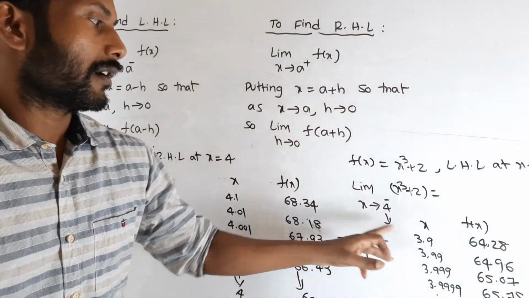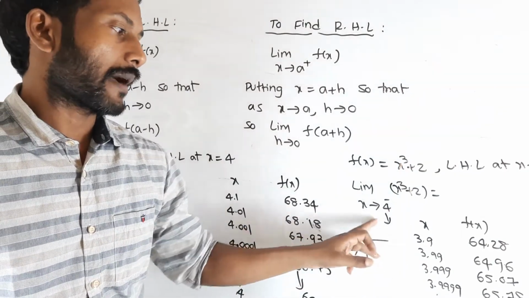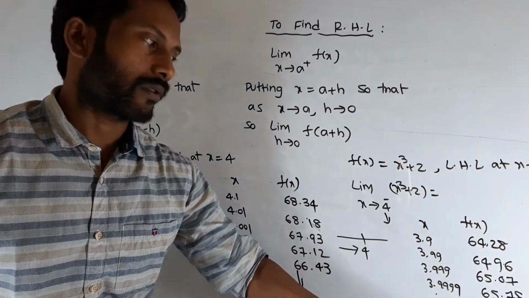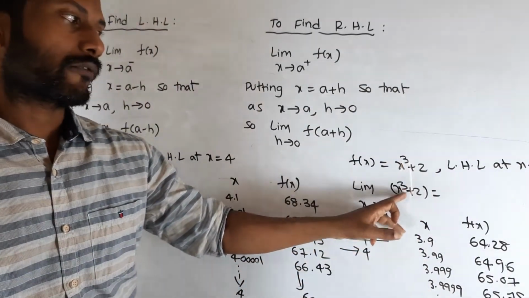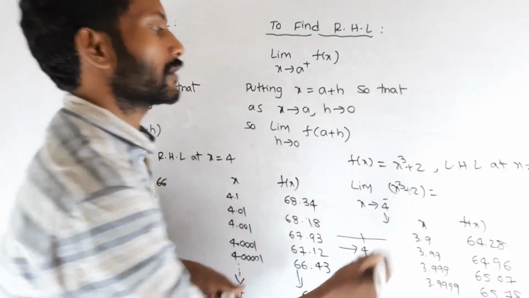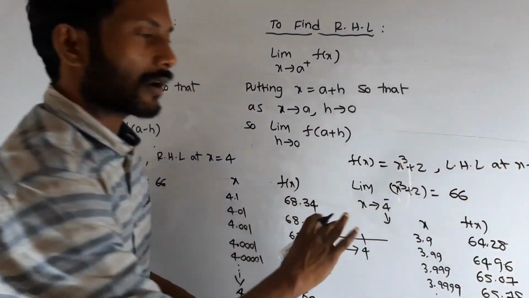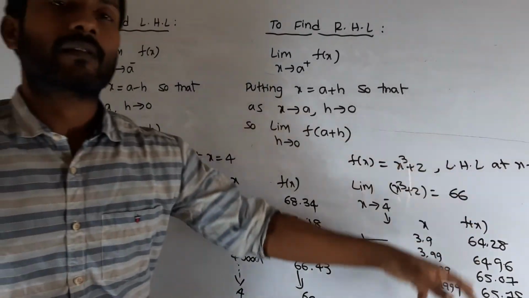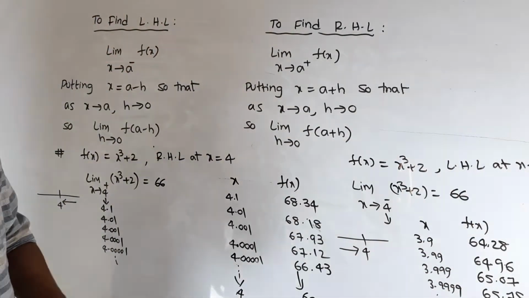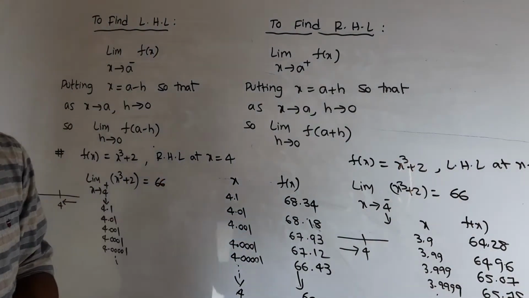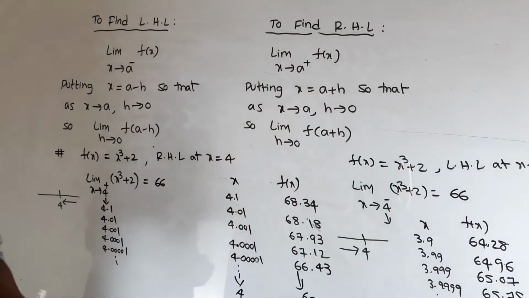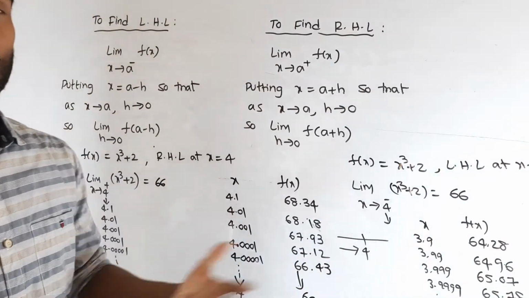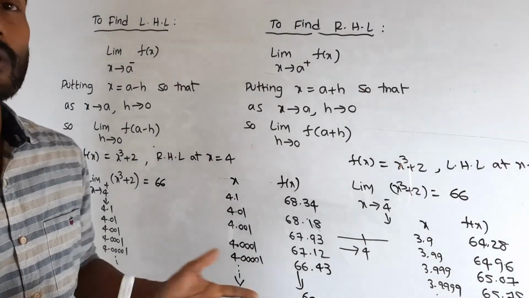So the left hand side limit, x approaches 4 from 3.9, 3.99, 3.999 and so on. 4 cube is 64, 64 plus 2 is 66. So this one is closer to 66, not exactly 66. Left hand limit and right hand limit, we have to calculate the values. If left hand limit equals right hand limit, it means limit exists. In case left hand limit and right hand limit are unequal, then limit does not exist.